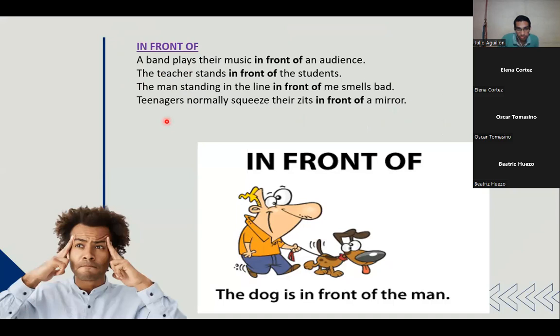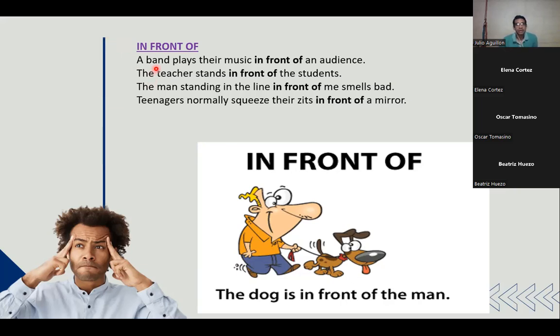What does in front of mean? ¿Qué significa? Okay, no problem, Juan. Thank you. What's the meaning of in front of? ¿Qué significa? En frente de. So, cuando yo quiera decir en frente de, I'm going to use in front of. Repeat it. La voy a decir una vez más, repítalo en casa. In front of. In front of, okay? So it's up to you.